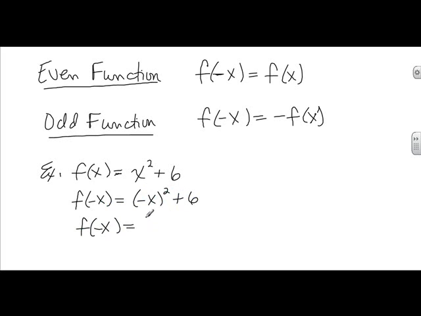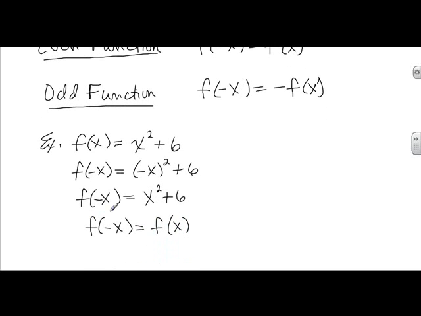Negative x squared, or the opposite of x squared, is going to end up being x squared plus 6, which you'll notice is exactly the same thing that we started with. So we have demonstrated that f of negative x is equal to f of x, so this function is even.